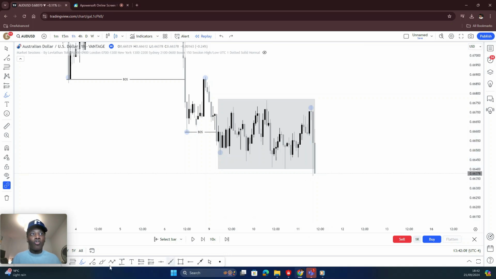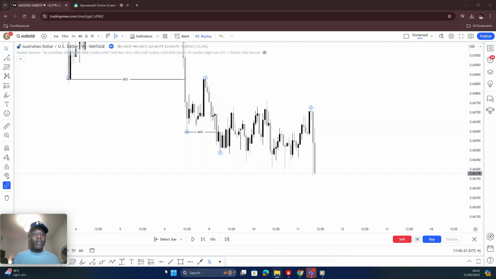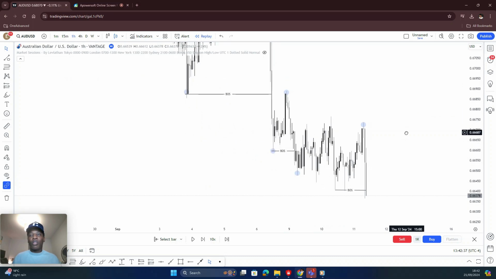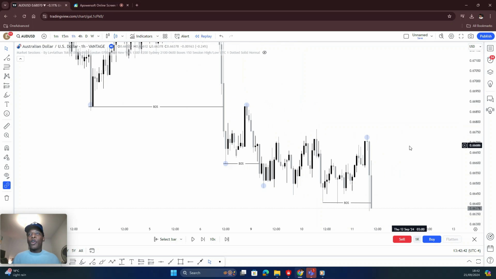So we're gonna come through and mark out our break of structure. Sorry guys, that was just to mark out. Yeah, gonna come through, mark our break of structure to the downside. So this is our break of structure to the downside. Right. This is how we mark up your chart.